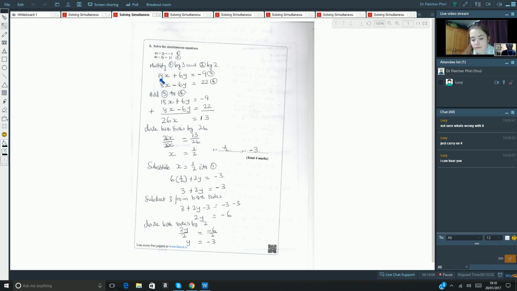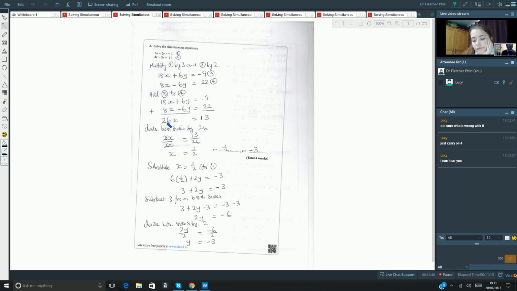So if I multiply the first one by 3, I get 18x plus 6y is equal to minus 9, and this now becomes equation 3. Then equation 2, I'm going to multiply by 2, which gives me 8x minus 6y is equal to 22. Now, all I need is to add this up. Why just adding up? Because if I add, this actually becomes 0. So I have 18x plus 6y is equal to minus 9 plus 8x minus 6y is equal to 22.